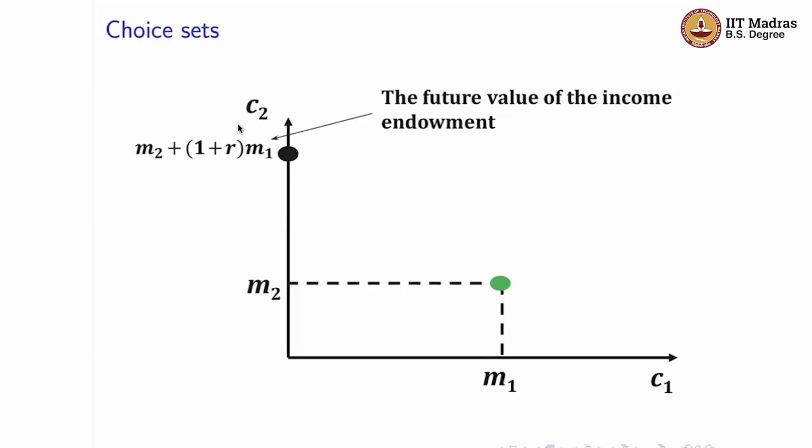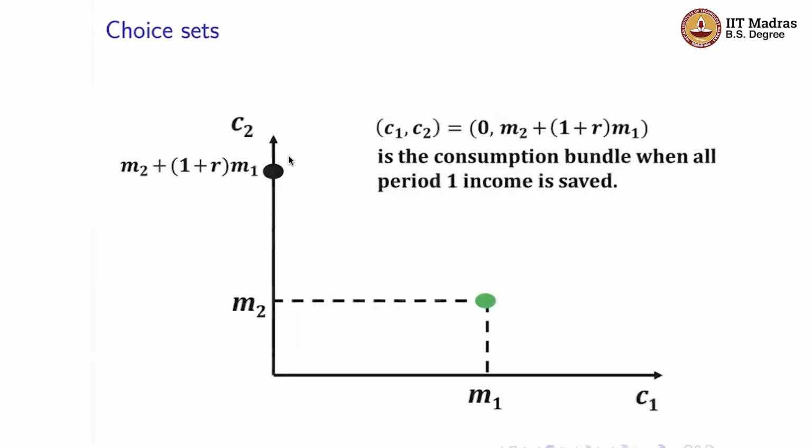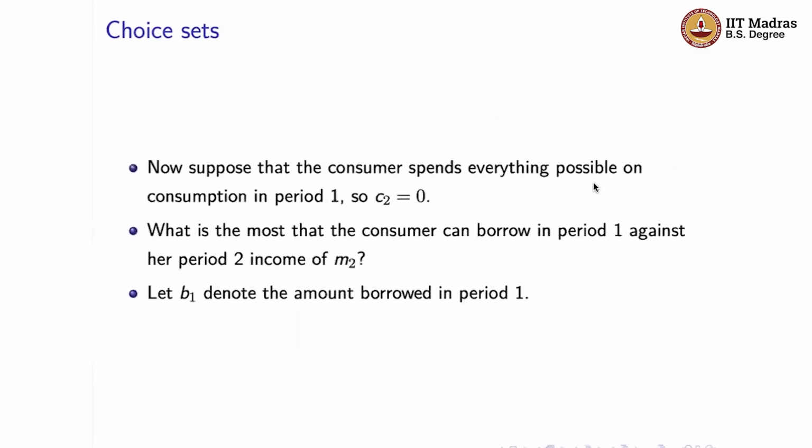This also represents the maximum amount of consumption that is possible in period 2. So this point is also going to be on the budget constraint. This point is basically (0, M2 plus (1 plus R) M1), and that's the consumption bundle when all period 1 income is saved. Now let's look at the other possible extreme case, where the consumer is spending everything possible on consumption in period 1.